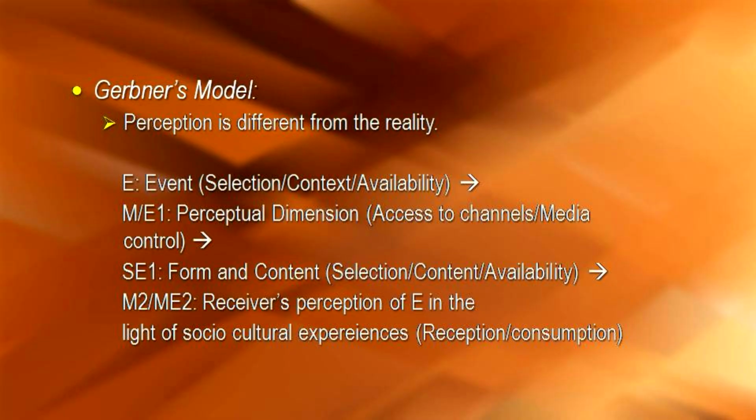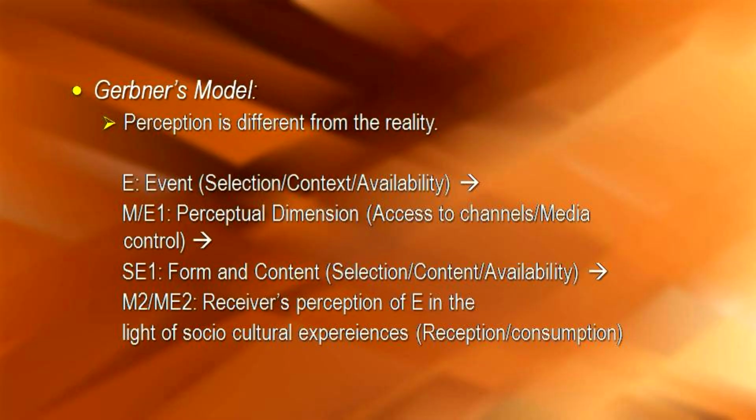The next is Gerbner's model. Broadly speaking, Gerbner's model said that perception is different from reality. Any event, let us say E, happens. Now, with this event, there is a certain kind of selection of events that happens in media. So, because we are talking in terms of communication and mass communication, let us look at it from the perspective of media. Multiple events are happening, but not everything gets covered in the newspapers every day. It is only a selected few that will find coverage in the next day's newspapers or on television or wherever else. So, an event E has taken place.